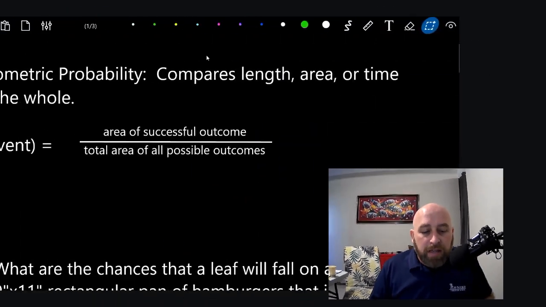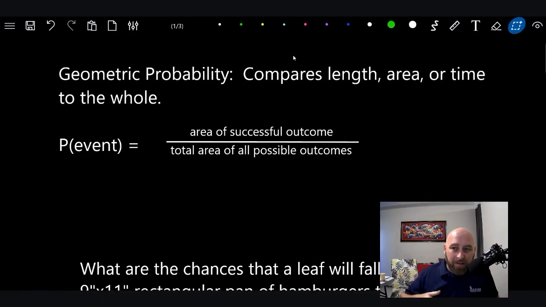What is geometric probability? We know what all these other probabilities are. But how about geometric? Well, when you think of geometry, more than likely you think about shapes, squares, circles, rectangles, triangles, things like that. You would be correct in thinking that it has something to do with shapes, probability and shapes kind of combined. And that's exactly what's going on here. I wrote down that this compares length, area, or time, anything that has any sort of geometric properties. Time doesn't necessarily have geometric properties, but it is measurable. So we're talking about measurable things here.